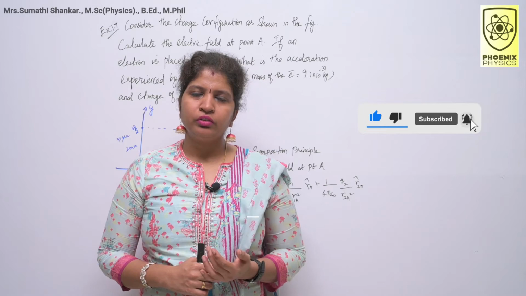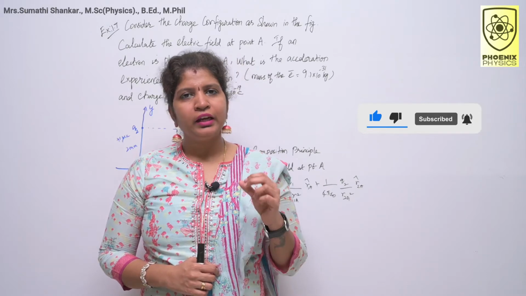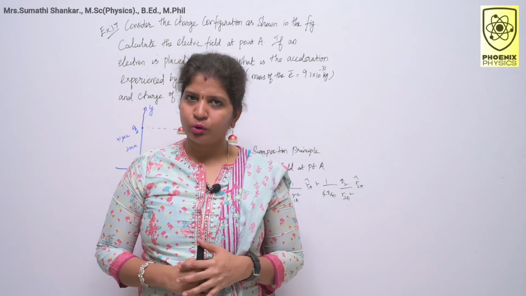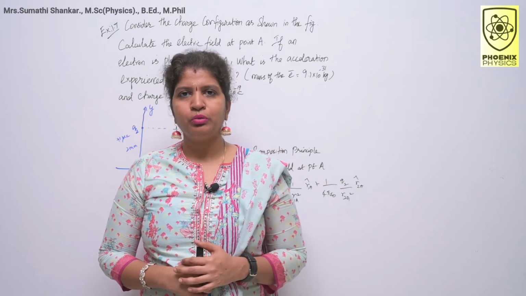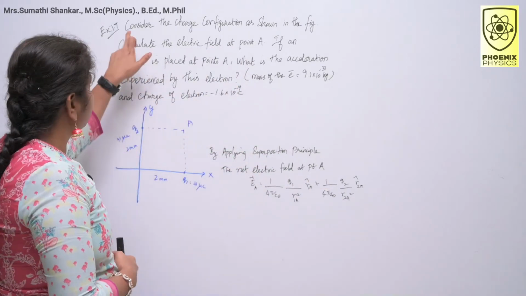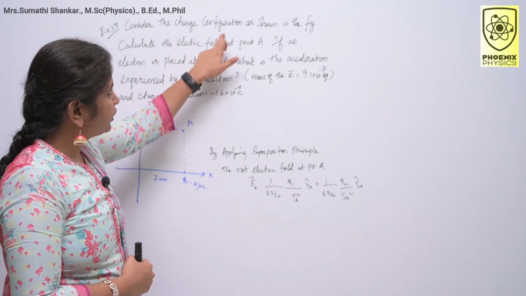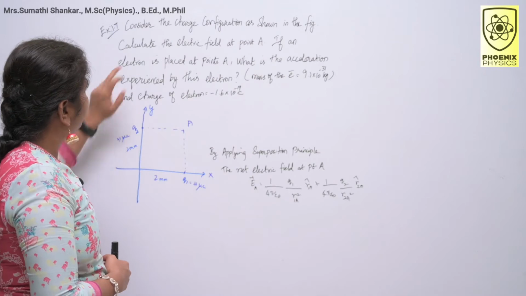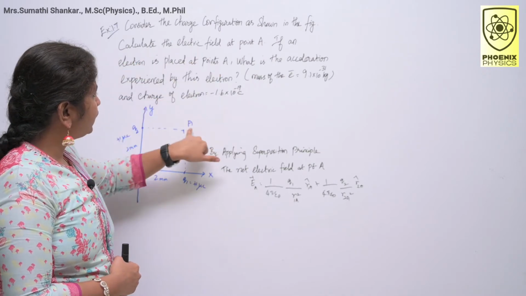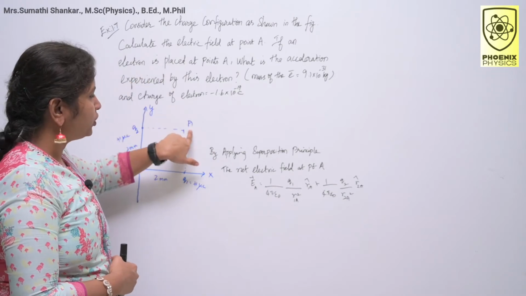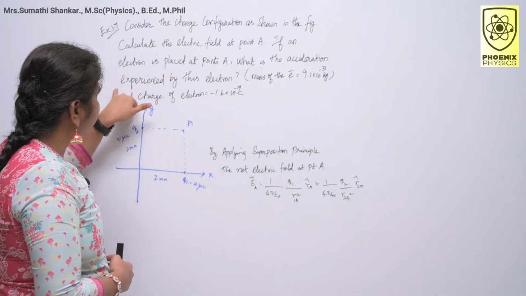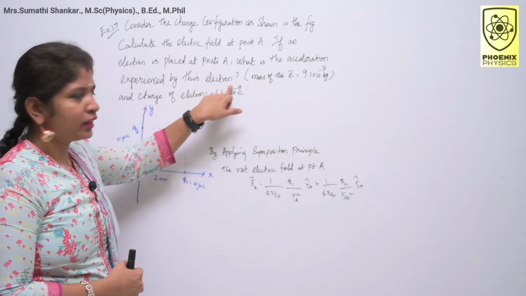In our previous video, we discussed the electric field due to a system of point charges. Based on the concept, one example problem is given. Consider the charge configuration as shown in the figure. Calculate the electric field at point A if an electron is placed at point A. What is the acceleration experienced by this electron?